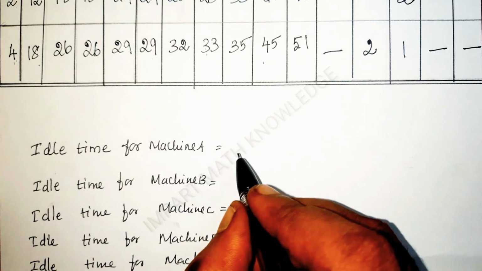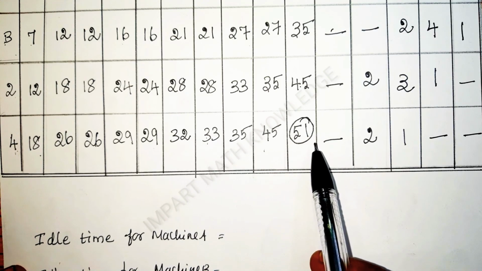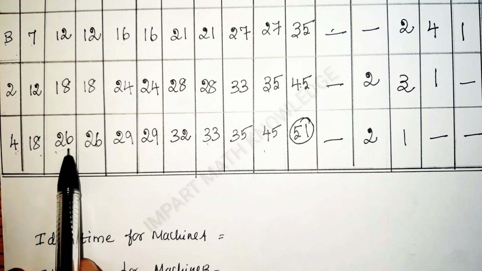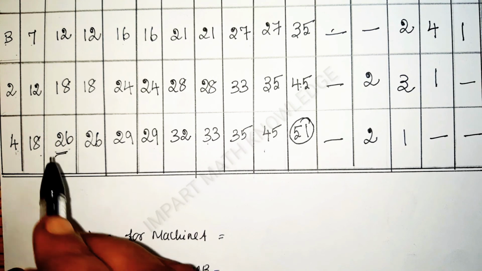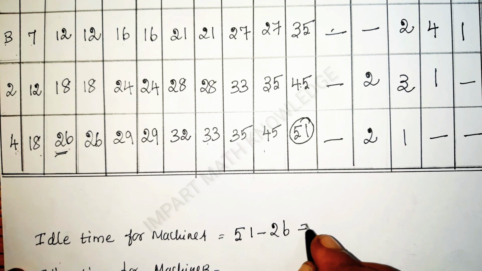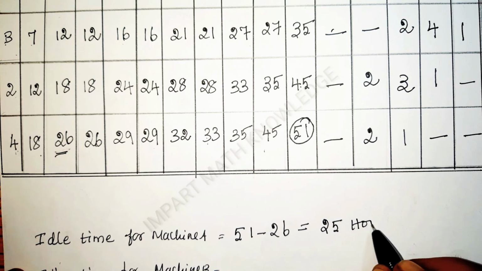Now the idle time for machine A. The total processing time to complete all the jobs is 51 hours. Machine A completes the work at the 26th hour. So 51 minus 26 is equal to 25 hours. Idle time for machine A is 25 hours.